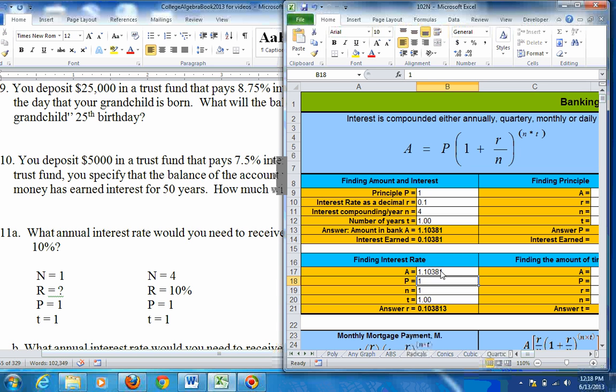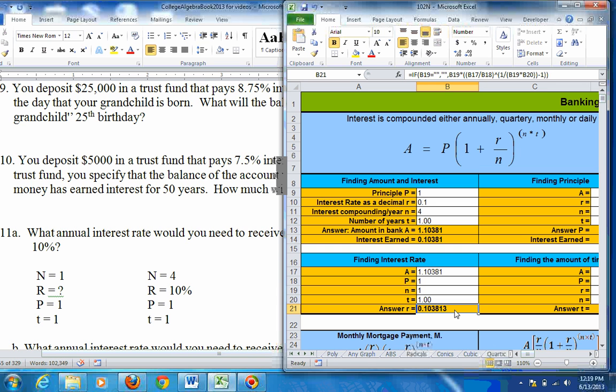It's carrying a lot more digits of precision. You don't see them, but it's carrying more precision if you do it that way. Now, this is the amount of money that we have in this account, and we're wondering what rate we need to equal this account, so it has to have the same amount of money. So I just put the amount over here, the 1.10381, and now I say, what interest rate am I looking for? That's why I'm down in this area. The principal is $1. The N, it was compounded annually here, so that's 1. And the T is also 1 for 1 year. So the interest rate needed is 0.103813 to be real exact.